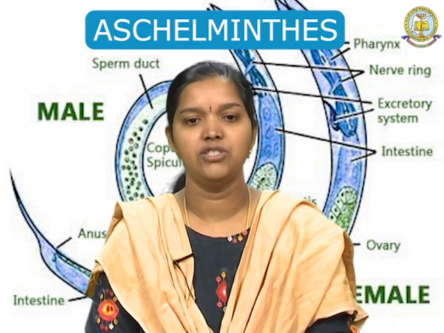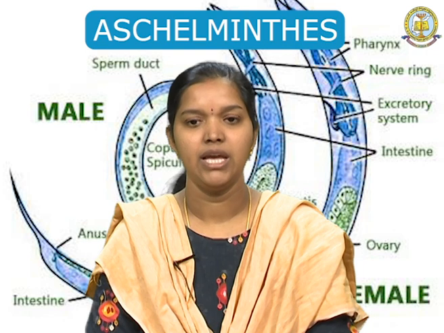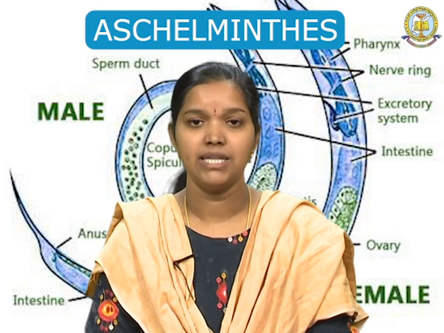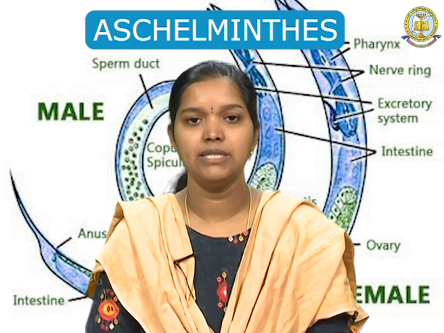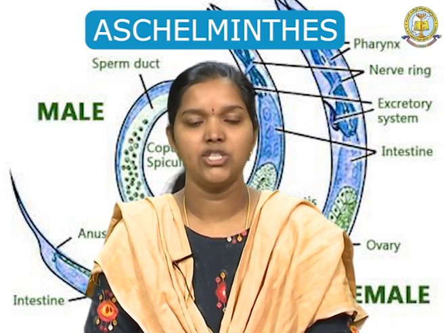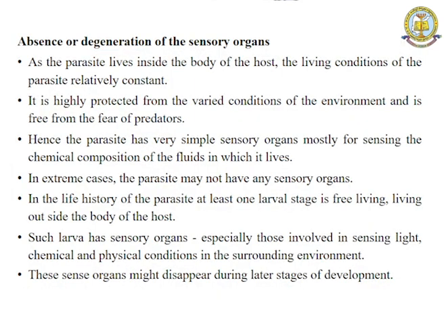In the life history of the parasite, at least one larval stage is free living, and sometimes the parasite has to get out of the body of the host to complete its life cycle. In such cases, some sensory organs, especially those involved in sensing light, chemical and physiological conditions of the surrounding environment, are necessary, and these sensory organs might disappear in the later stages of development.